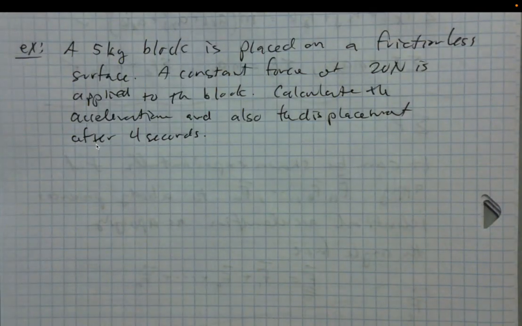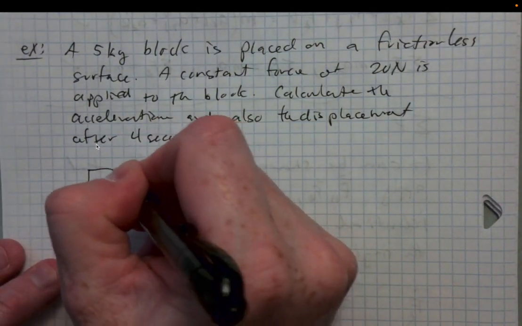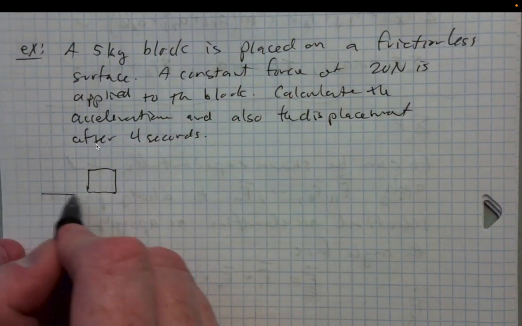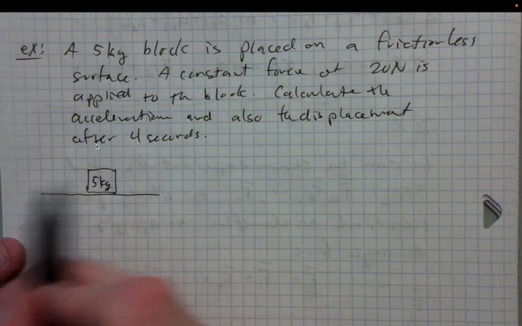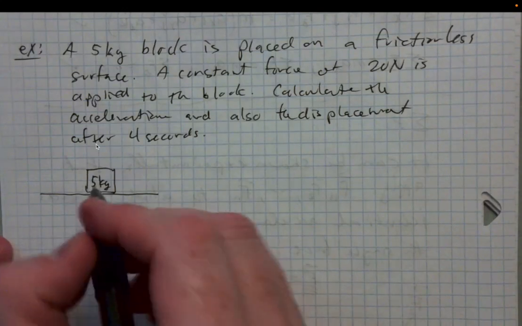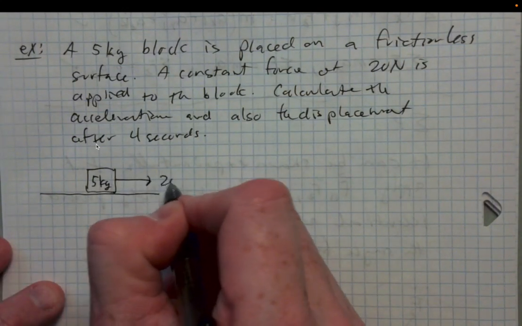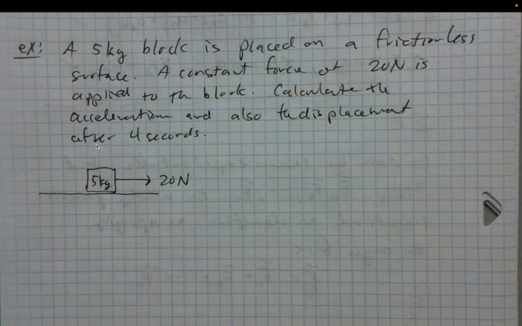Okay, so simple setup. We've just got this block sitting on a table or something, a 5 kilogram block. Then we come along and either push it or pull it, but either way we exert a force of 20 newtons on this thing, like this. And so the question is, what's the acceleration, and what happens to the position of this thing after 4 seconds?